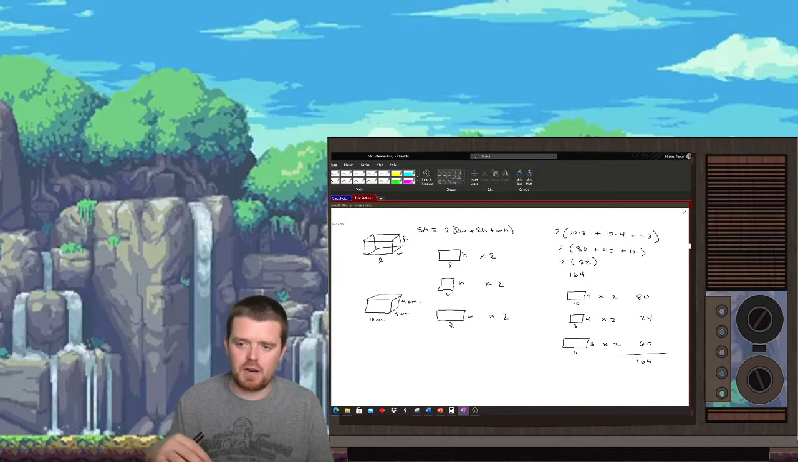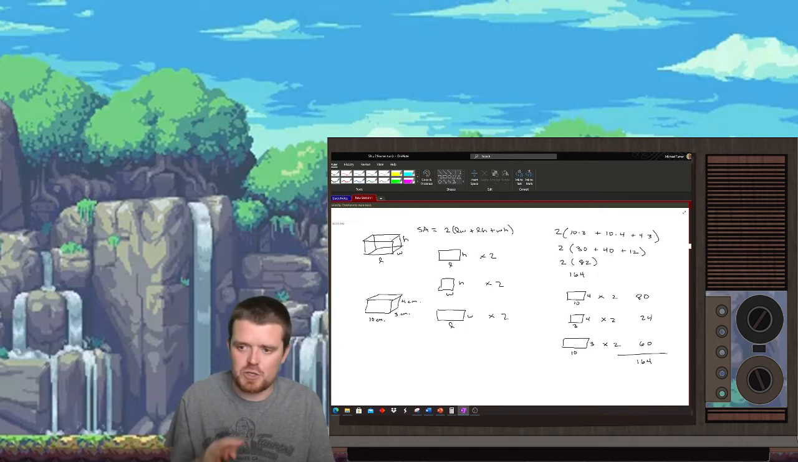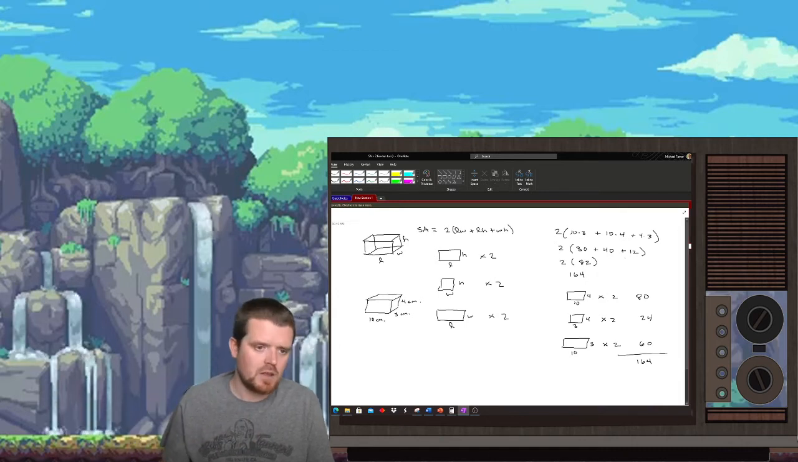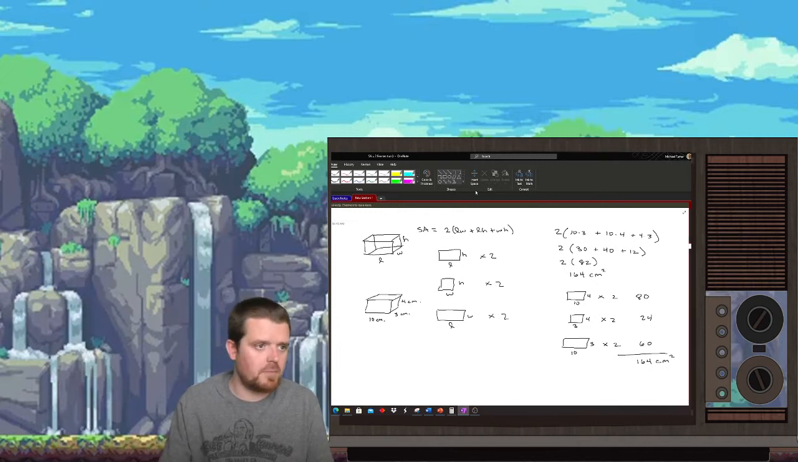But surface area is a two-dimensional concept. Imagine you had a box and you were wrapping it with wrapping paper, right? 2 dimensions represents how much paper you need. That's not taking up a certain amount of three-dimensional space. It's just wrapping it around the outside. So both these cases, your answer would be 164, whatever the units are, in this case centimeters squared, or square centimeters. So be mindful of that.